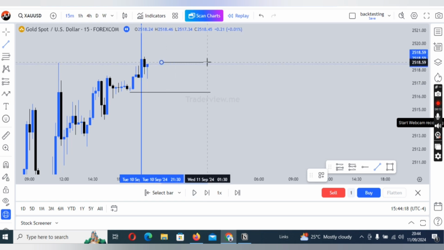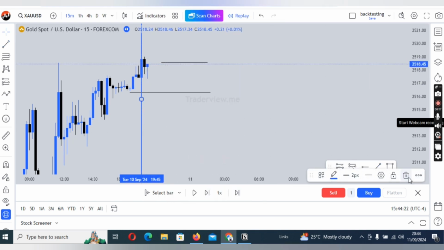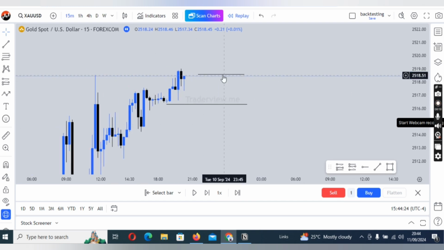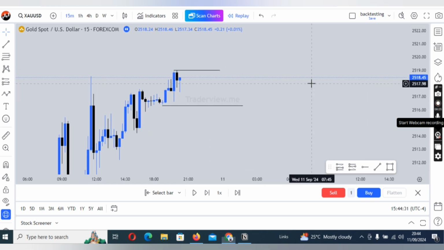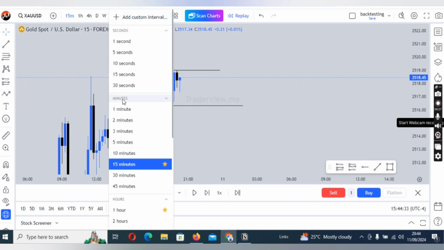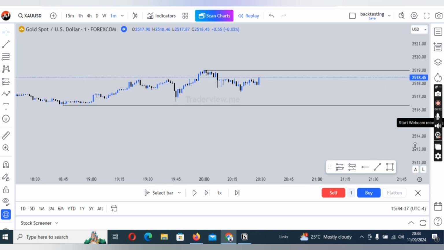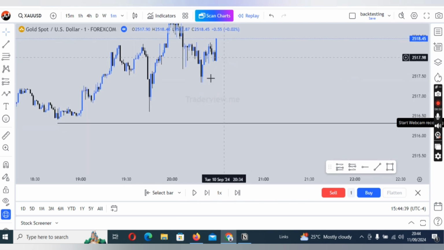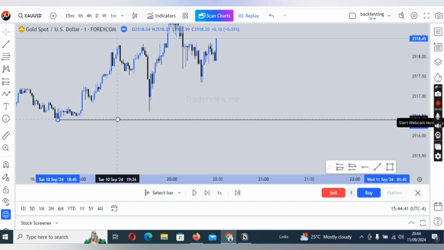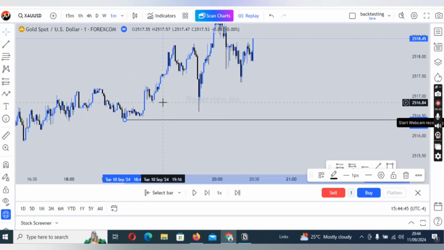All right, so let me remove this. So now we have a swing high here. So what we should do is wait for this swing high to be swept, right? So now let's go to our 1 minute time frame. Right, this is our swing high, this is our swing low. Remember, this swing high we outlined it where? On the 15 minutes time frame, right?